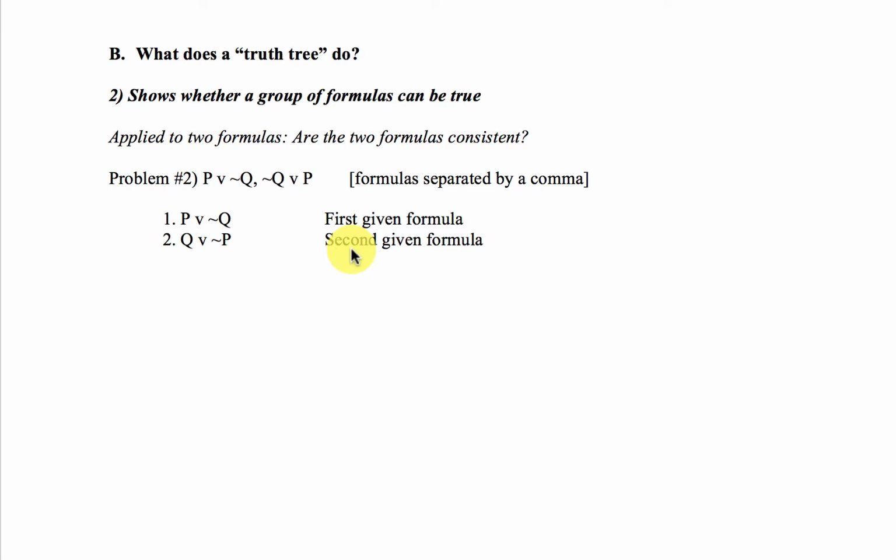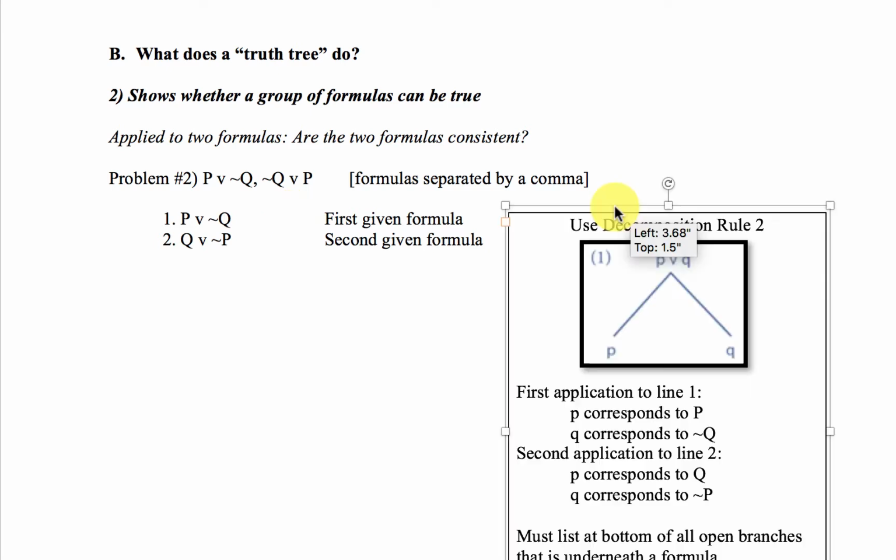So when we apply a truth tree to multiple formulas, what we're looking at is, can all of these formulas be true at the very same time? Can they simultaneously be true? Now these two formulas have the same major operator, disjunction, so we're going to use the same decomposition rule to break them down into individual letters.